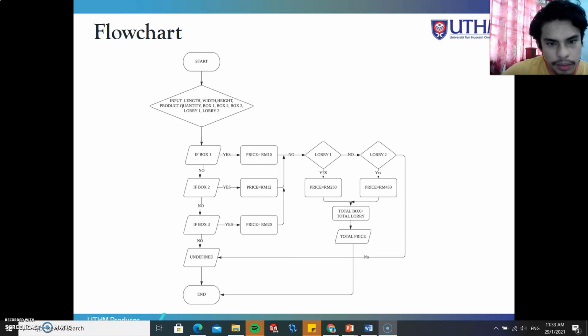The user will choose whether they want box 1, box 2 or box 3 for the packaging, and the price is RM10 for box 1, RM12 for box 2 and RM20 for box 3. If the user chooses a box, the program will show the logistic, which is lorry 1 and lorry 2. The price for lorry 1 is 250 and the price for lorry 2 is 450. Then the program will calculate the total, which is the packaging price plus the logistic price, equal to the total price. Then the program will end.